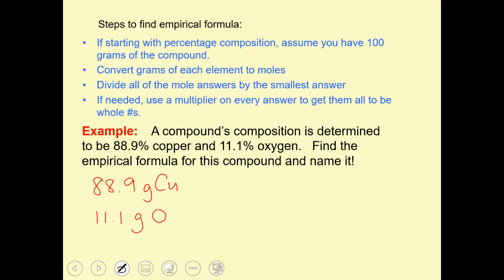Now, you might look at that and say, oh, the formula is 8 coppers for 1 oxygen. But remember, that's a mass ratio. When we write a formula, that has to be a particle ratio. What represents particles? Moles.